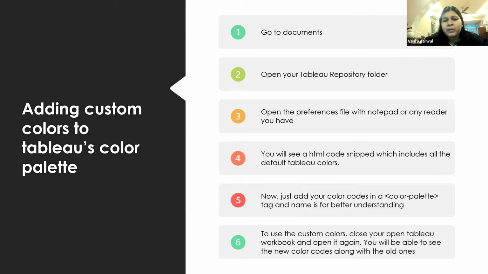And all you have to do is add all those color codes. It's a simple XML file. You just need to add all your color codes in it and save it. Close your Tableau file once and open it again and you will see the new custom palette over there itself. So now I don't have to go back again and again and copy and paste my hex code. I'll get my custom palette which I use regularly in Tableau. So that saves a lot of time.